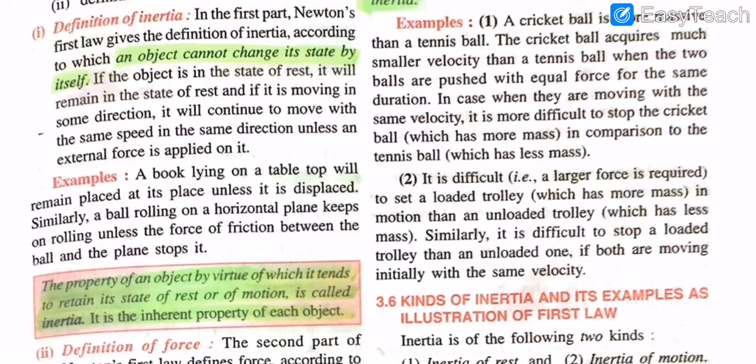So an object tends to retain its state. It doesn't do that on purpose. Since it's non-living, it has to. It does that just by itself, basically. So that's the property of inertia.